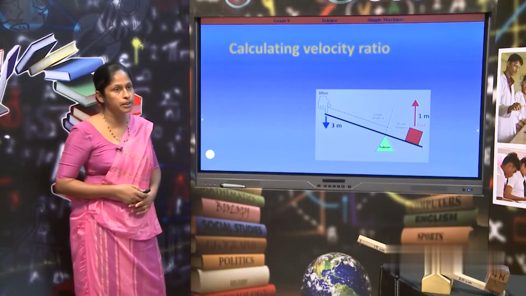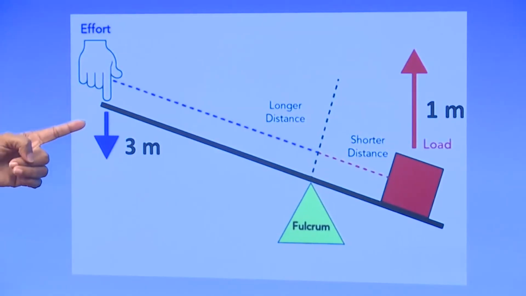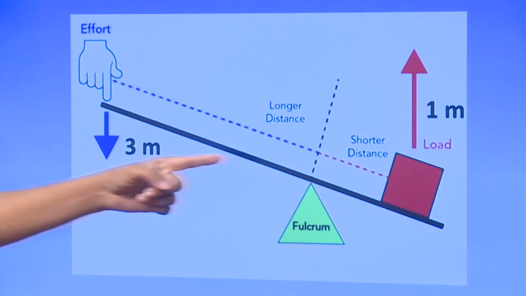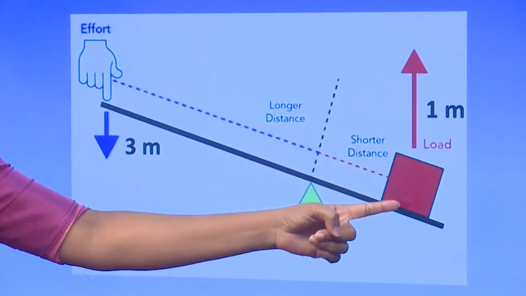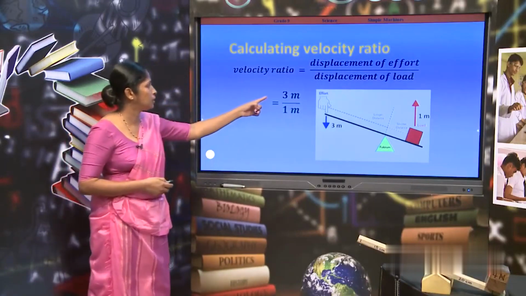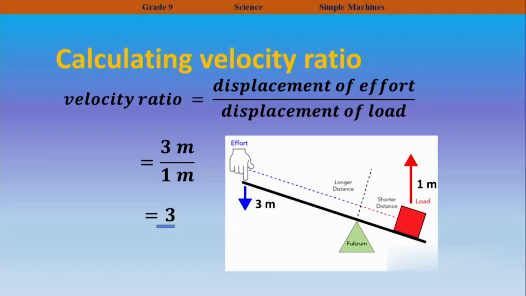Now, let us do a simple calculation for velocity ratio. Here the displacement of effort is 3 meters. Displacement of load is 1 meter. 3 meters divided by 1 meter, 3. Velocity ratio of this machine is 3. That means the ratio between displacement of the effort and displacement of the load is 3.